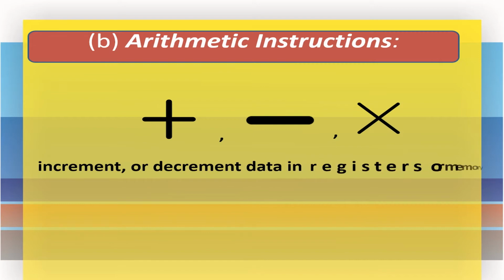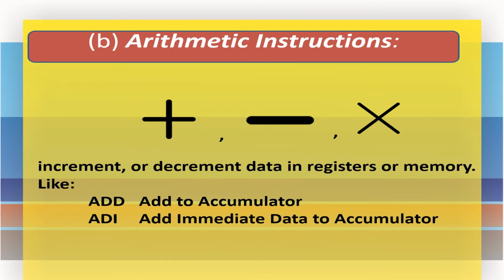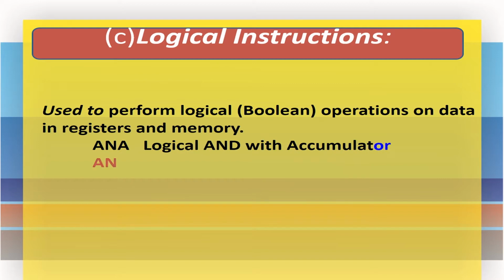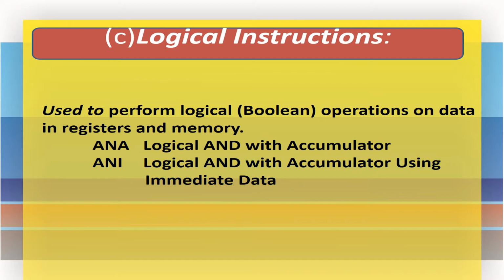B. Arithmetic instructions. These instructions are used to add, subtract, multiply, increase or decrease data in registers or memory, like ADD, add to accumulator; ADI, add immediate data to accumulator. C. Logical instructions, used to perform logical or Boolean operations on data in registers and memory. ANA, logical AND with accumulator; ANI, logical AND with accumulator using immediate data.